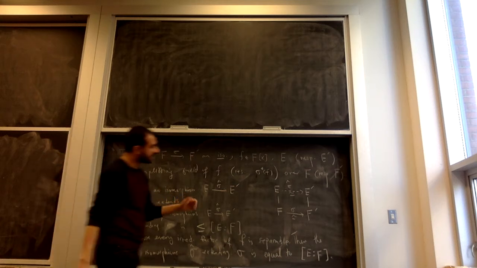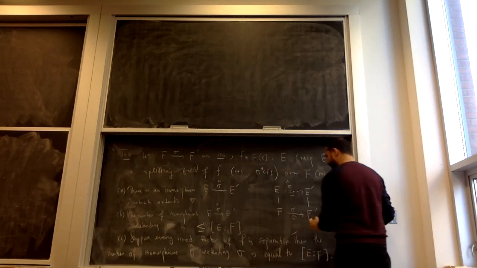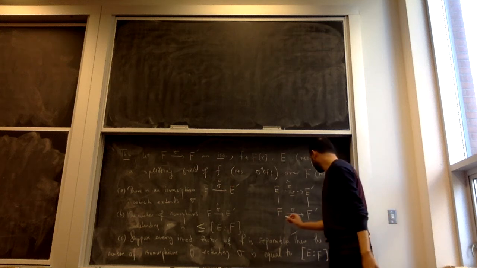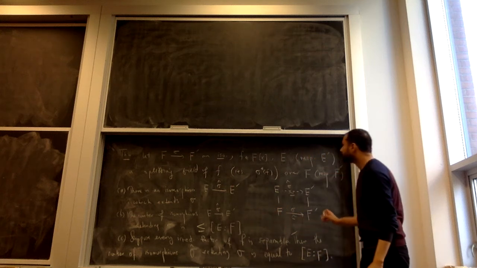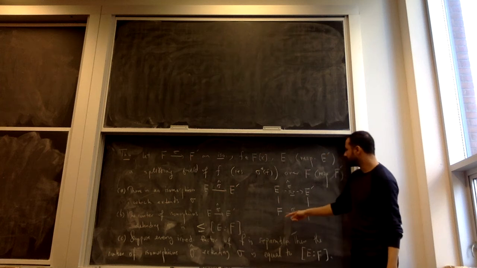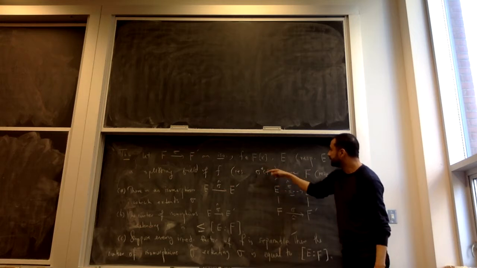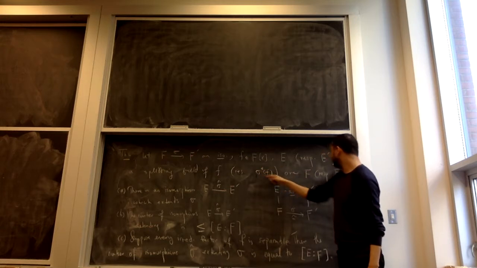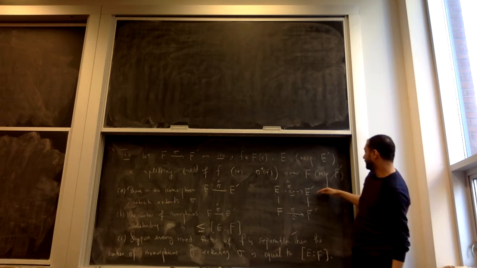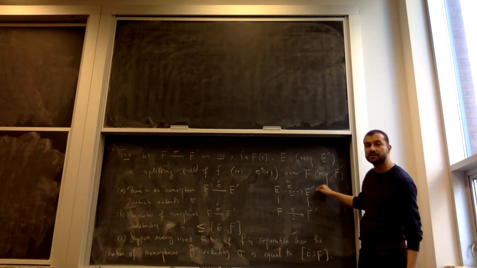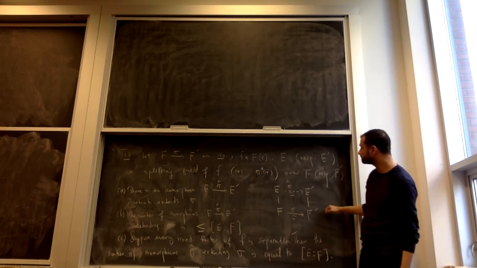So the picture looks like this. We have sigma, an isomorphism from F to F prime. We've got a polynomial f with coefficients in F, and E is the splitting field of that. The image of f under sigma star is a polynomial with coefficients in F prime, and we're assuming that E prime is the splitting field of that polynomial.